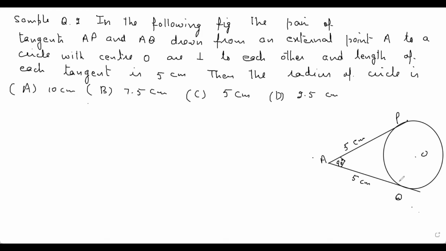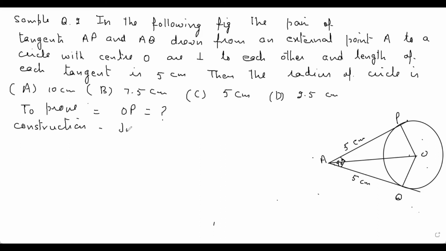Then the radius of the circle is, I am to find this radius, OP. Now let me read it again. In the following figure, the pair of tangents AP and AQ drawn from an external point A to a circle with center O are perpendicular to each other, and length of each tangent is 5 centimeter. Then the radius of the circle is, there are 4 options, 10 centimeter, 7.5 centimeter, 5 centimeter and 2.5 centimeter. I'm to find the right answer. Join AO to prove. We have to find the length of OP.